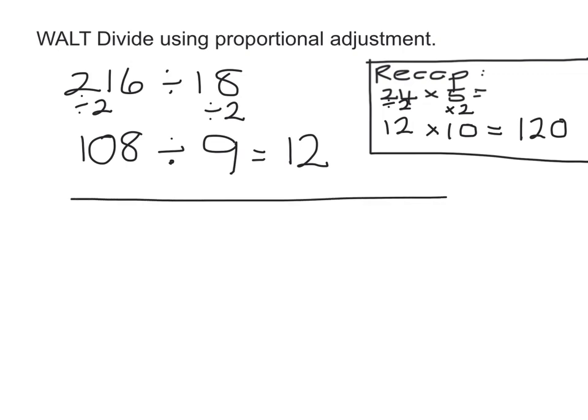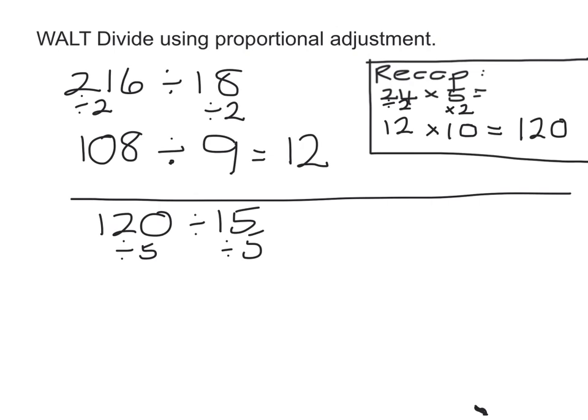Let's take a look at another example now just to consolidate that idea. 120 divided by 15. Once again, knowing my division or multiple times tables, I can see that both numbers either end in a 0 or a 5, which means that both are divisible by 5. So let's do that. 120 divided by 5 and 15 divided by 5.